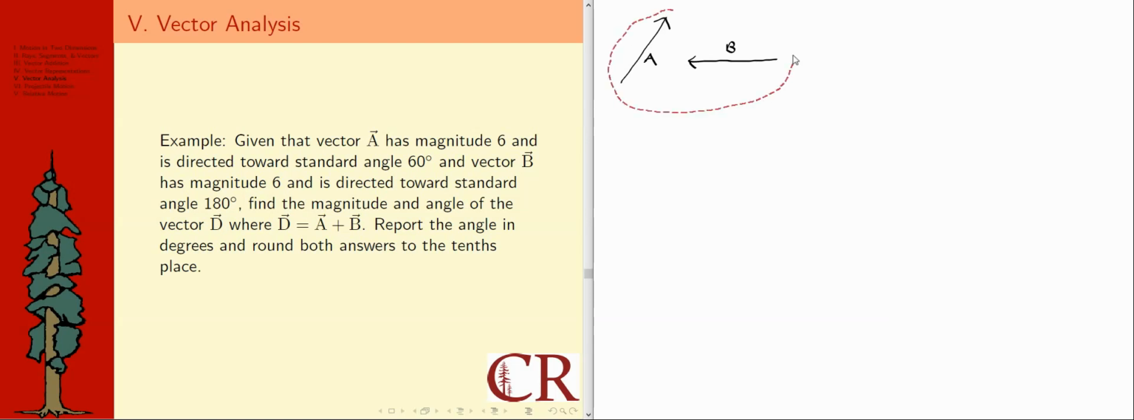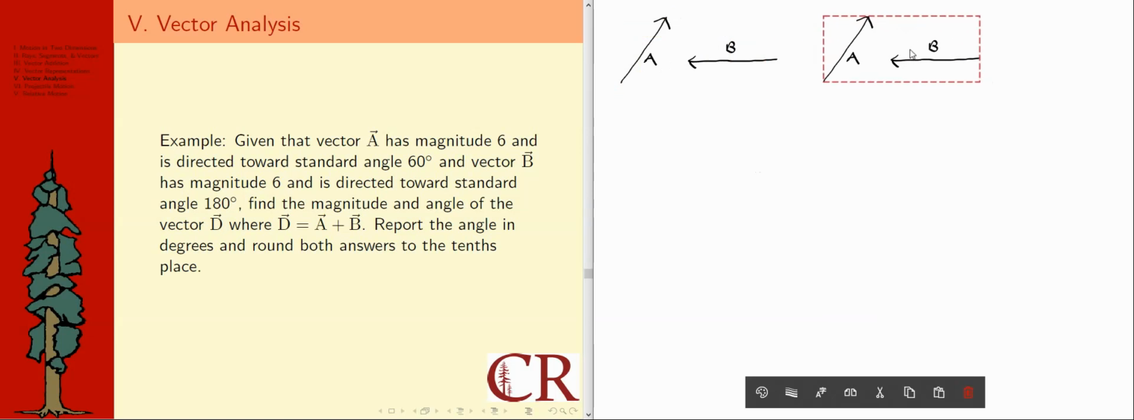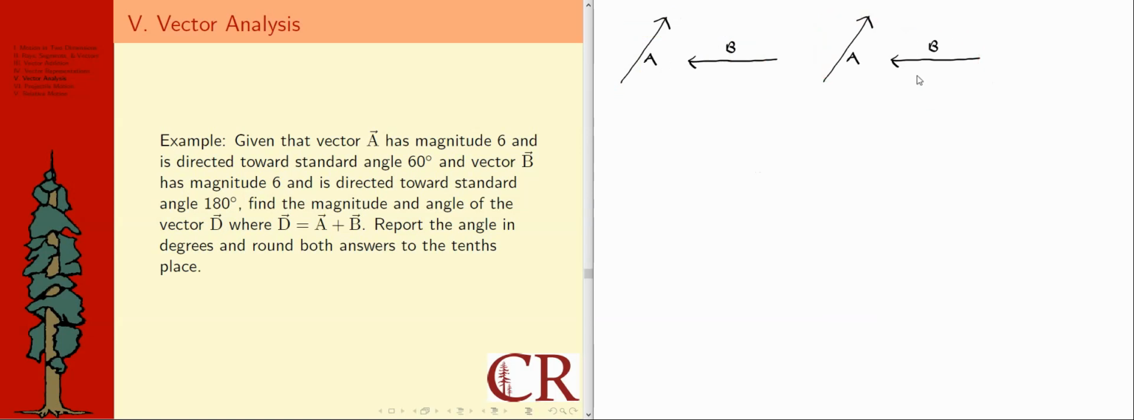This one's kind of set up, though. These two vectors are the same length, and they're at some special angles, so the geometry one won't be that bad. So I'm going to paste over another copy of these two vectors so I can manipulate them.